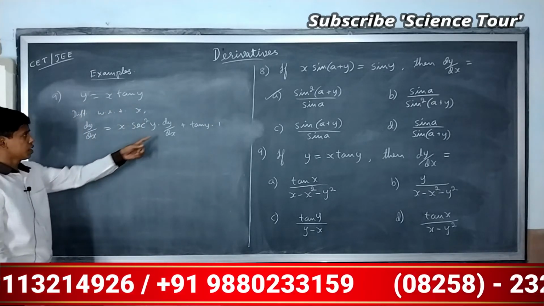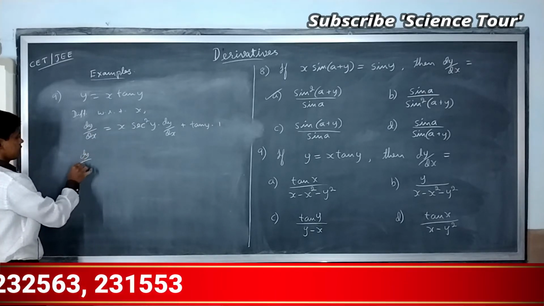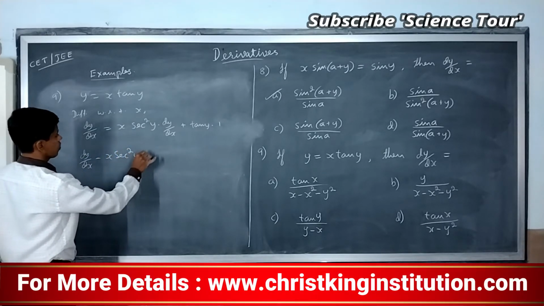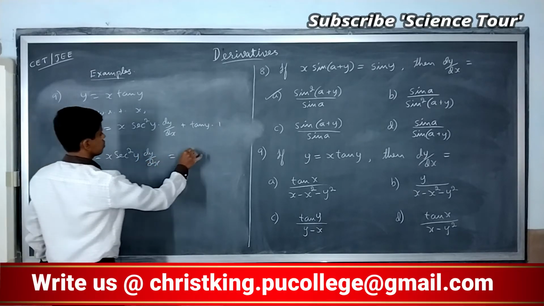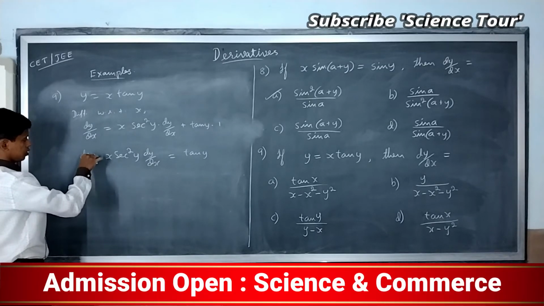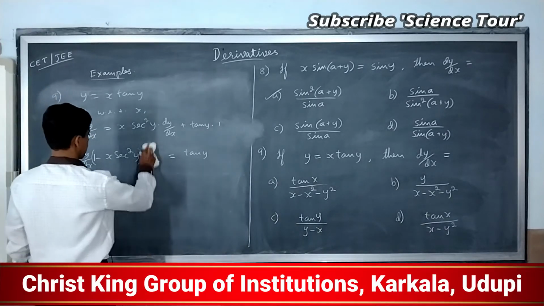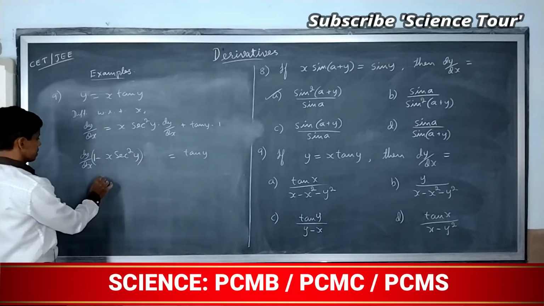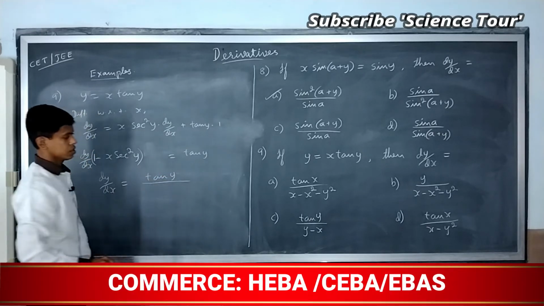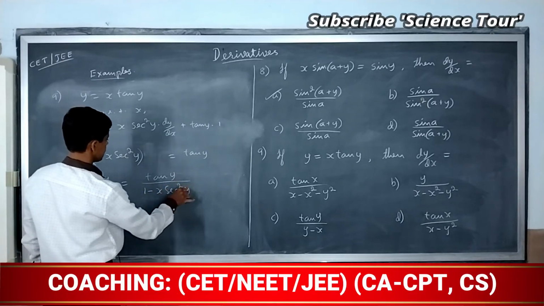Okay, so you have got dy by dx here and here as well. So what do you do with that? You take it to the left hand side. So x into secant square y into dy by dx, that is equal to tan y. Hence if you take dy by dx common, you will get 1 minus x secant square y. So if you do that, now what is dy by dx? That is tan y divided by 1 minus x into secant square y.